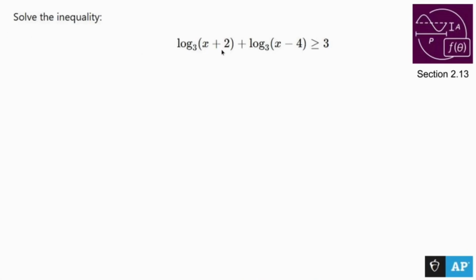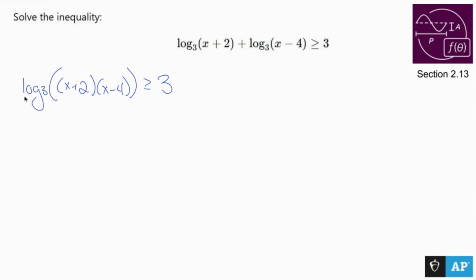Solve the inequality log base 3 of (x plus 2) plus log base 3 of (x minus 4) is greater than or equal to 3. This is a very tricky problem. First thing that we're going to want to do is combine the logs through addition, which means we're going to multiply the insides. So this becomes log base 3 of (x plus 2) times (x minus 4) is greater than or equal to 3.